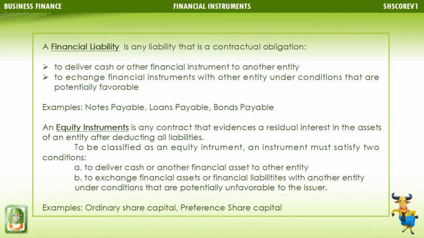An equity instrument is any contract that evidences a residual interest in the assets of an entity after deducting all liabilities. To be classified as an equity instrument, an instrument must satisfy two conditions: A. No obligation to deliver cash or another financial asset to another entity, and B. No obligation to exchange financial assets or financial liabilities with another entity under conditions that are potentially unfavorable to the issuer. Examples: ordinary share capital, preference share capital.